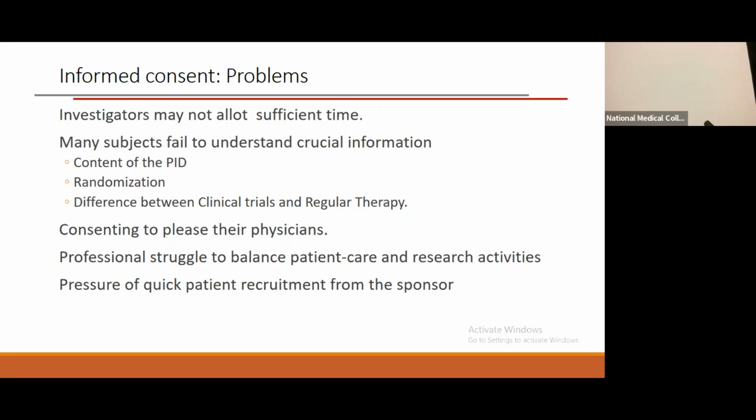And some patients are the opposite. They will say yes, even if they don't understand, because they want to please their physicians. Because they feel that the doctor will get angry if I say no. Then we are always struggling to balance patient care and research activities. So we don't have time. And the other thing is, in multinational trials, because it is an incentive-based trial, it's happening in all 5 continents. As soon as the number of patients is reached, your study will stop. So people want quick entry, and that can affect your consent process.